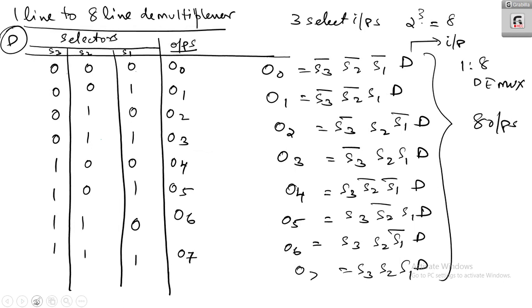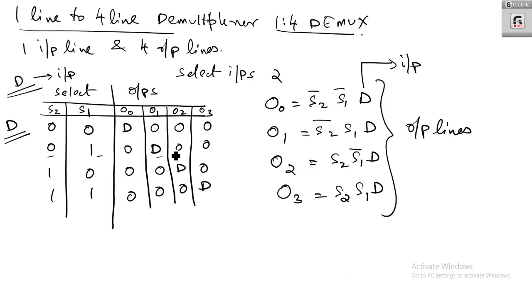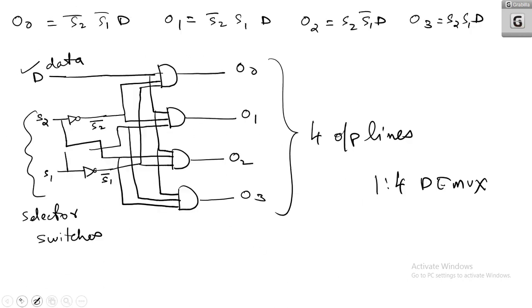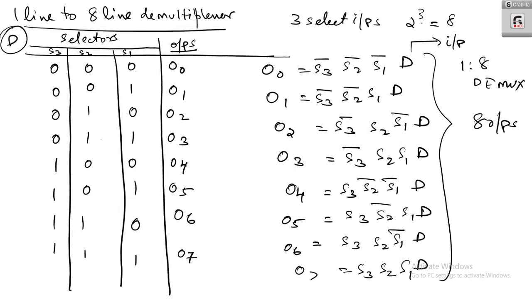Then coming to the 1-line to 8-line demultiplexer, here I have given the outputs as 0, 1, 2, 3, 4, 5, 6, and 7. But to get 0, you should add D also. Whatever is coming in 0, that is S3 bar, S2 bar, S1 bar, should be along with D. Otherwise, D will be in a diagonal pattern, and you will get up to O7 along with D in the diagonal pattern.